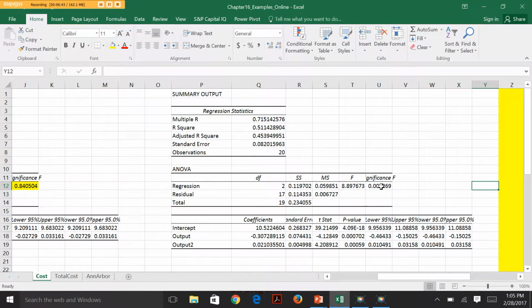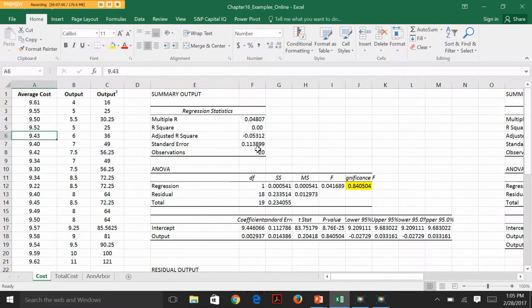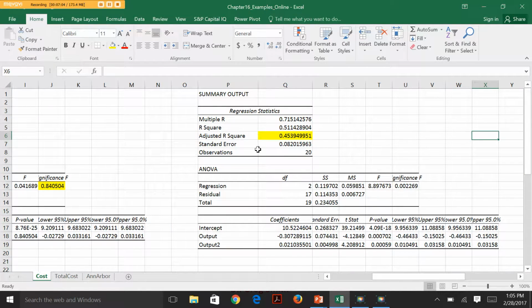Now I've run the regression again with output and output squared, and what do I get? I haven't adjusted R squared since there's two variables in it. Even though I'm using only one variable, I'm actually using it as two separate terms. I'm describing 45% of it. So 45% of all the variation in cost can be explained by output and output squared. Notice output and output squared are in here. The regression is significant because this is less than 0.05, and the two p-values are both less than 0.05. So they too are significant.